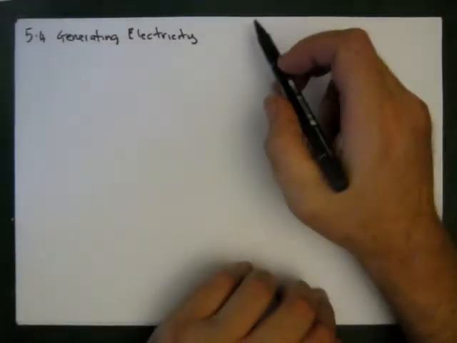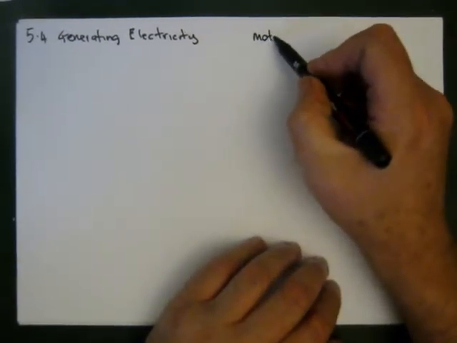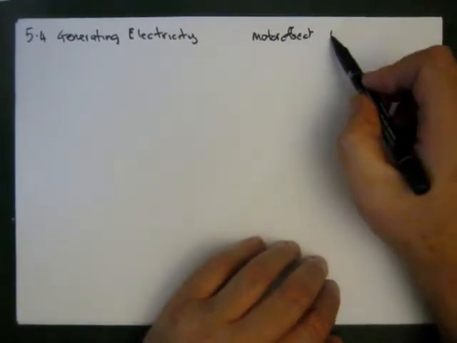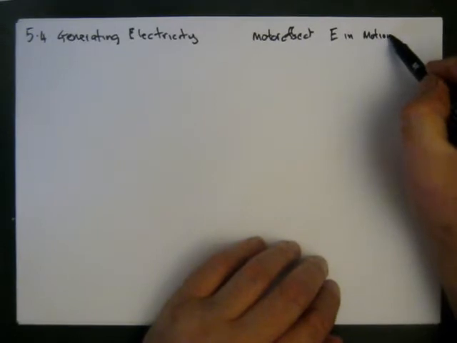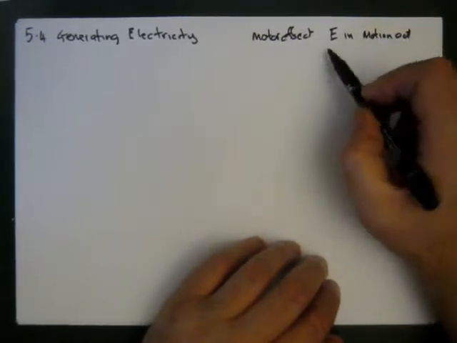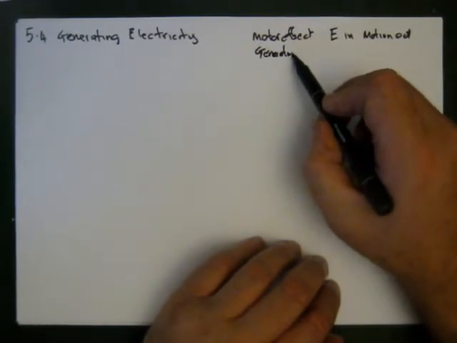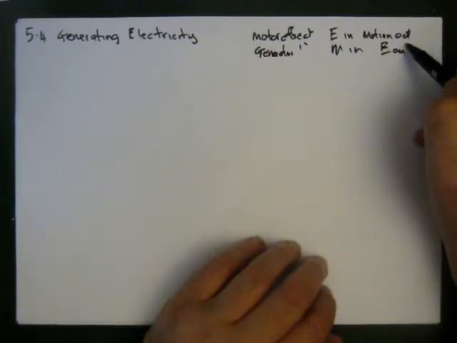Okay. So remember what we said before, there was the motor effect, and you put electricity in and you get motion out. Well, you also get the generator effect, which is we put motion in, electricity out.